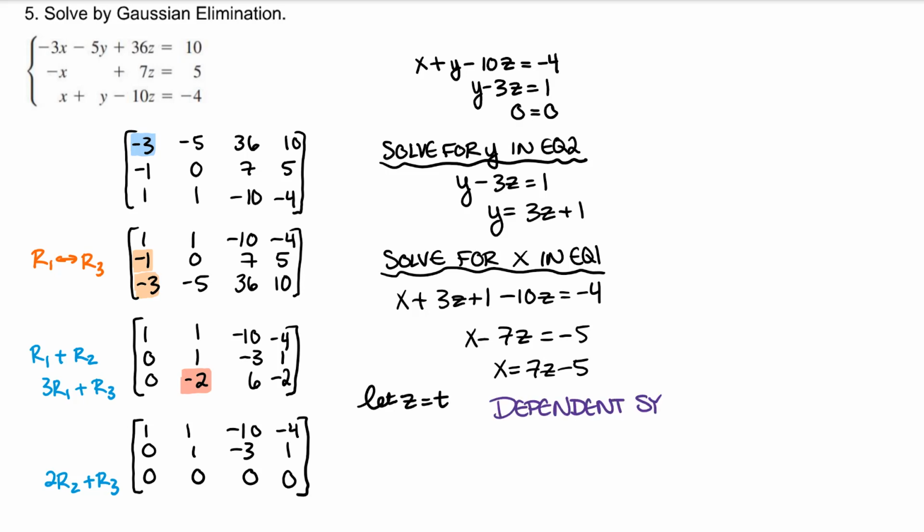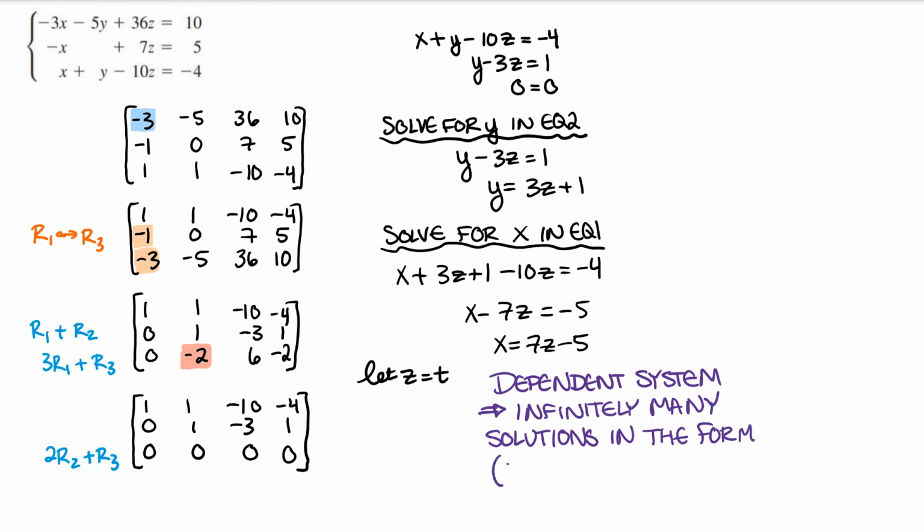That makes this a dependent system with infinitely many solutions in the form 7t minus 5, 3t plus 1, t. That means if you chose any value of t and plugged it into these expressions, you would get a point that is a solution to this system of equations.